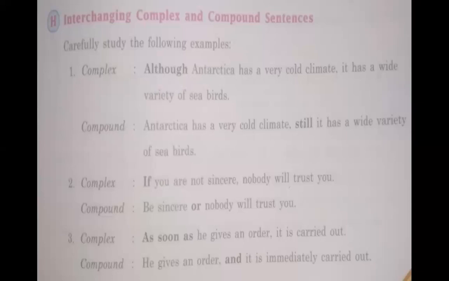We have with us the complex sentence: if you are not sincere, nobody will trust you. So you have, if you are not sincere, that means this is the subordinate clause. Nobody will trust you is the principal clause. So when you make a compound sentence, you need to just make a simple sentence joined by a coordinate conjunction. So here, be sincere or nobody will trust you.